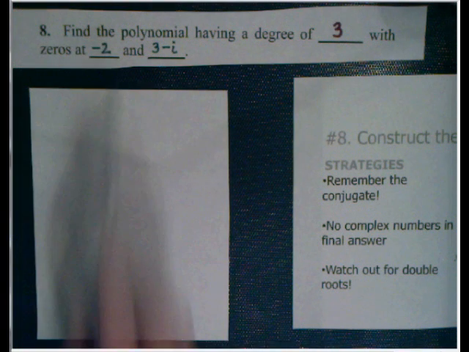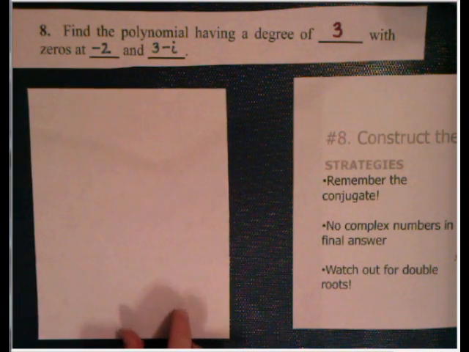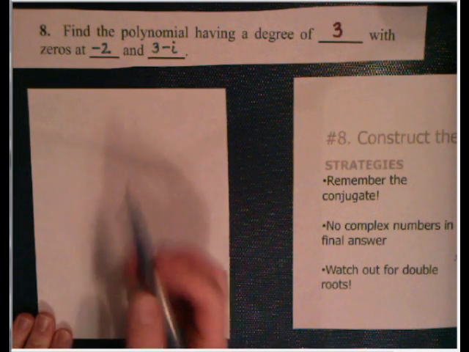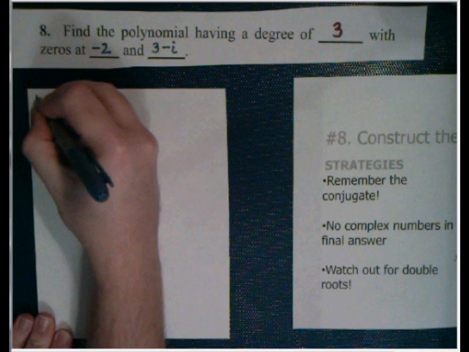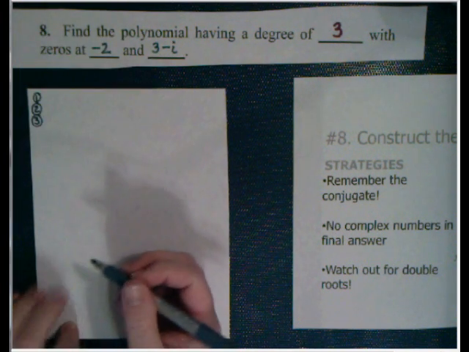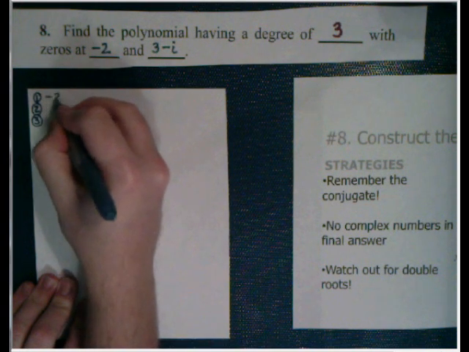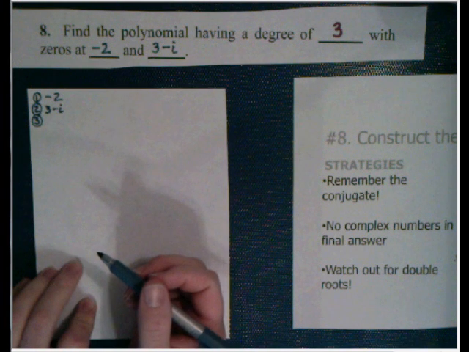So, and it's got zeros at -2 and 3 minus i. So last term we went through this, talking about the fundamental theorem of algebra, talked about the fact that the number of zeros has to match the degree of the equation. So since it's degree 3, I've got to have 3 zeros. So now if you notice, 2 of them are given to me, -2 and 3 minus i. But that's not all. I have to have a third one.